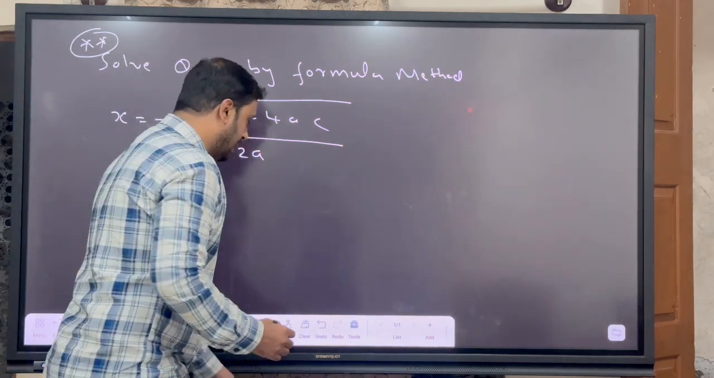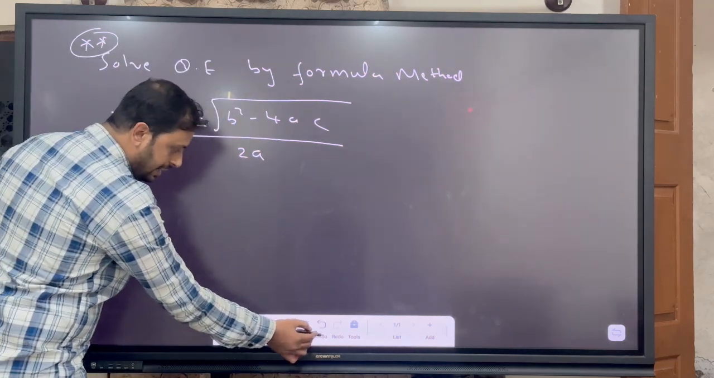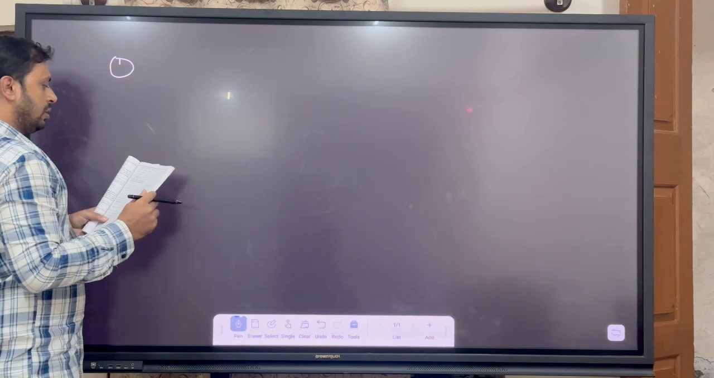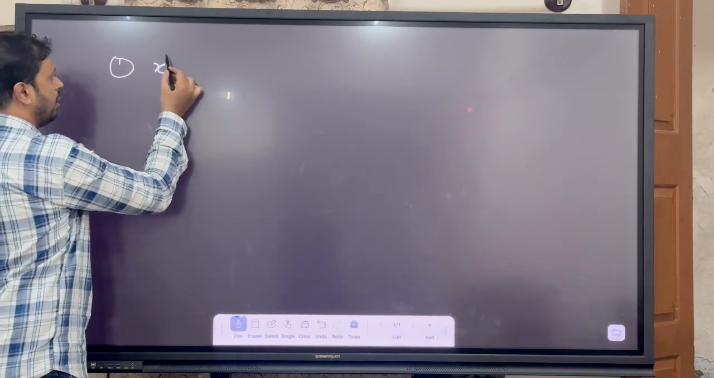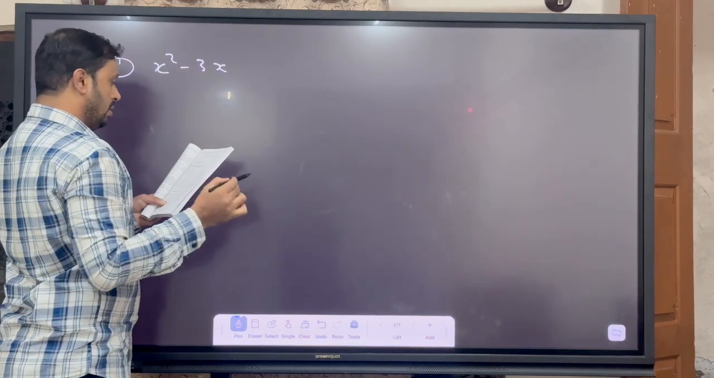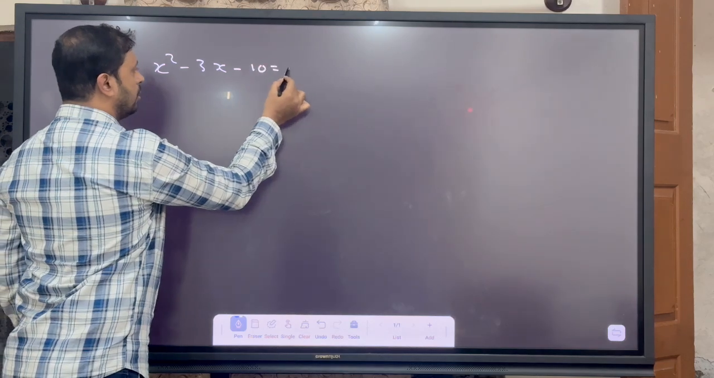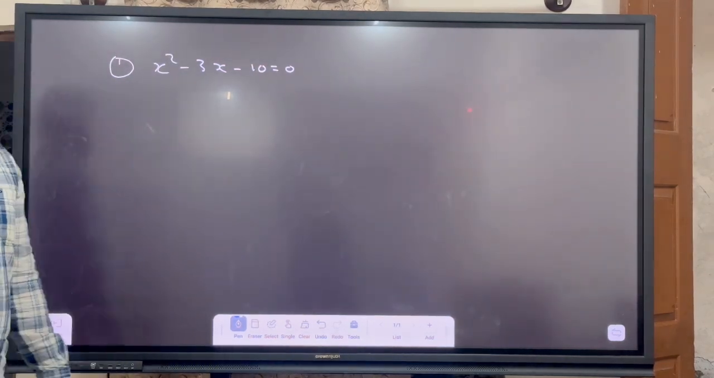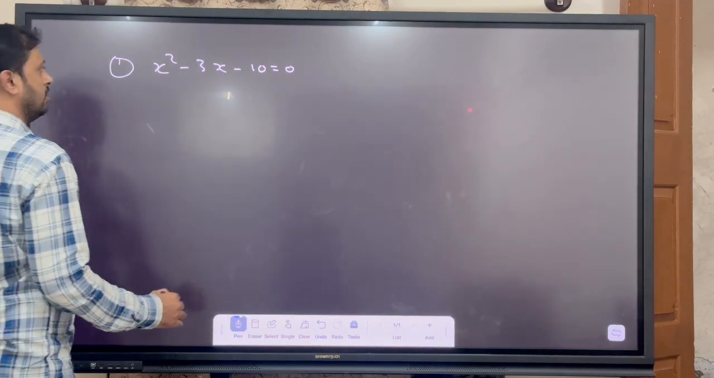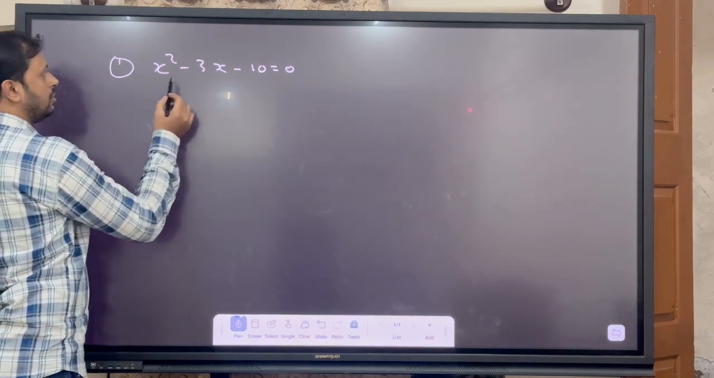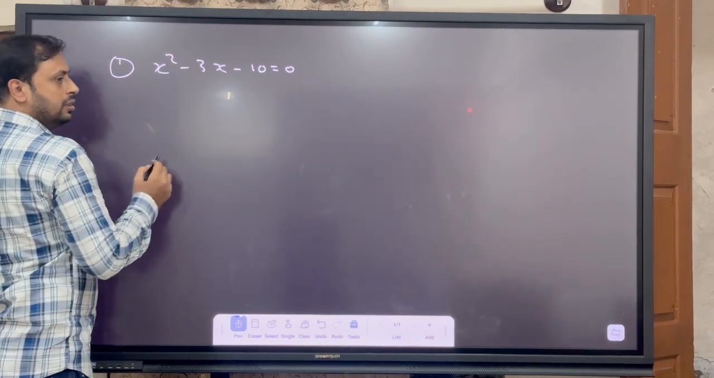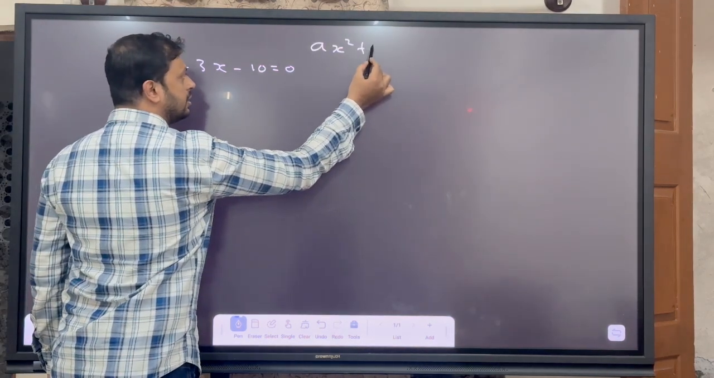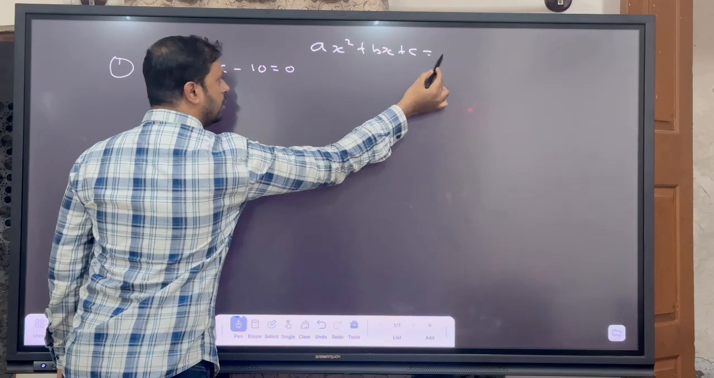Now we will take one example. Example 1. Find the roots of the quadratic equation x square minus 3x minus 10 equal to 0. This is the quadratic equation. We have to find the roots of the quadratic equation. So according to standard form, we will compare this equation with the standard equation. The standard equation is ax square plus bx plus c equal to 0.